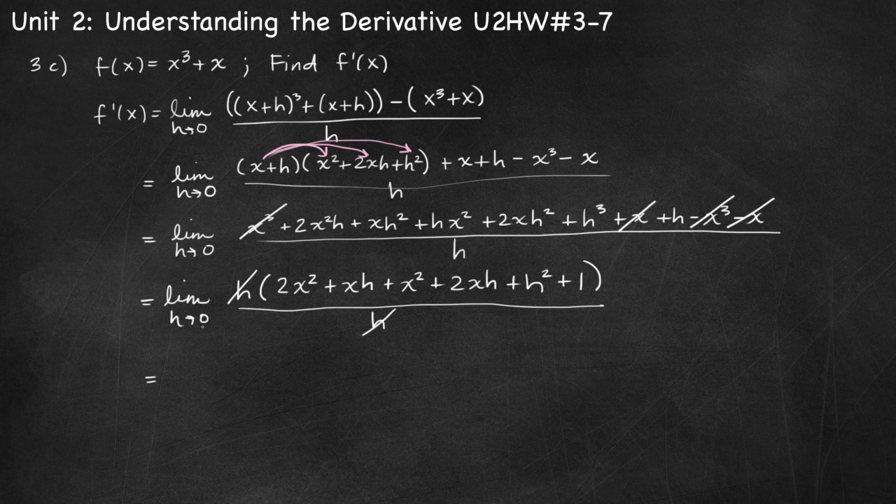And now I can find this limit using substitution. So if I substitute 0 in for h, I'm going to have 2x squared plus 0 plus x squared plus 0 plus 0 plus 1. And I have like terms here that I can combine. I guess I could have done that earlier, but that's okay. So this is 3x squared plus 1. That is the equation of f prime of x.